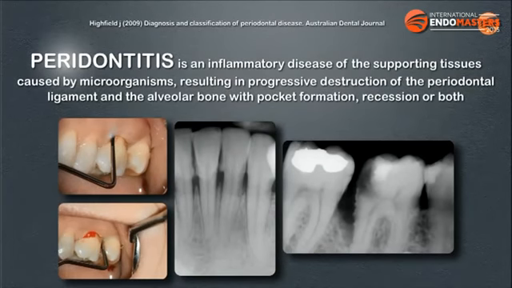Periodontitis is defined as an inflammatory disease of the supporting tissues of the teeth caused by specific microorganisms or groups of specific microorganisms, resulting in progressive destruction of periodontal ligament and alveolar bone with pocket formation, recession, or both. The clinical feature that distinguishes periodontitis from gingivitis is the presence of clinically detectable attachment loss. Radiographically, periodontitis is associated with patterns of horizontal or vertical bone loss.